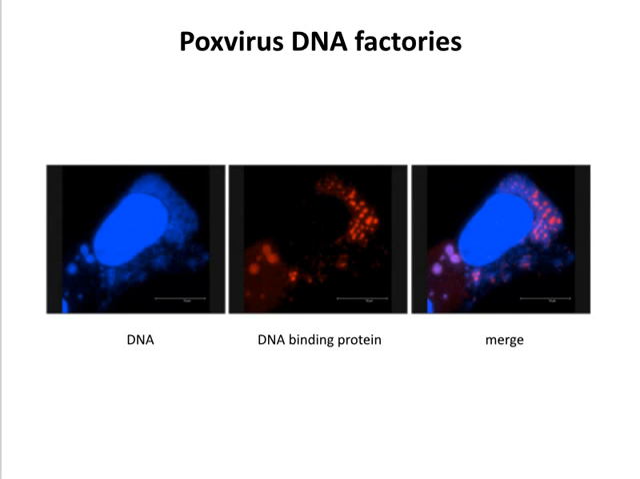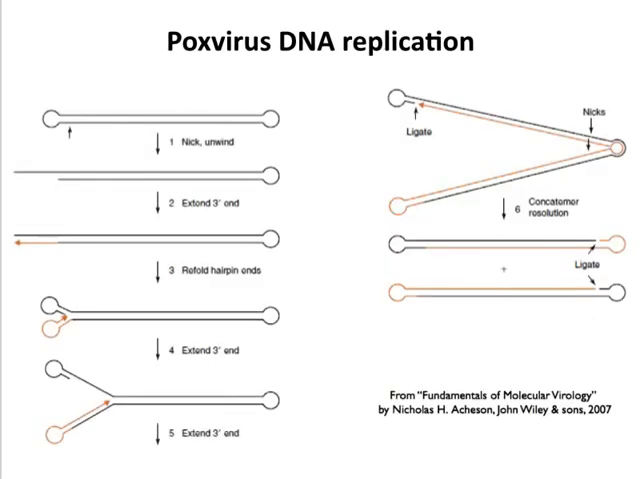The second panel is stained for DNA binding protein. It's one of the proteins needed to replicate the genome. You can see it's cytoplasmic only, not in the nucleus. And if you merge these two colors, you see that these are the sites of viral DNA replication in the cytoplasm. So those are called factories. That's where the virus sets up shop and makes more virus particles.